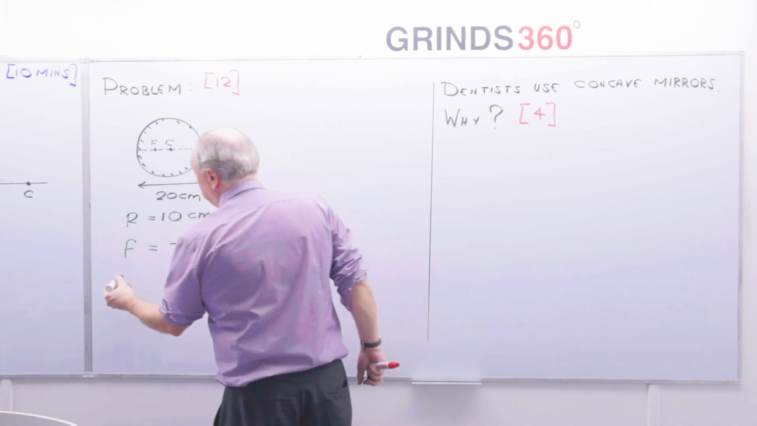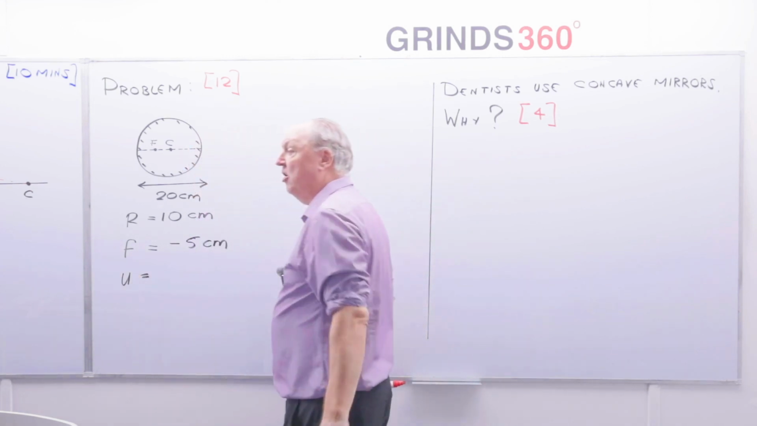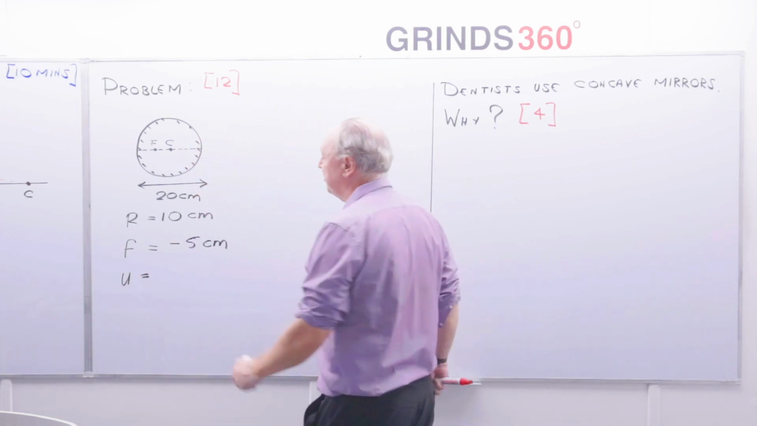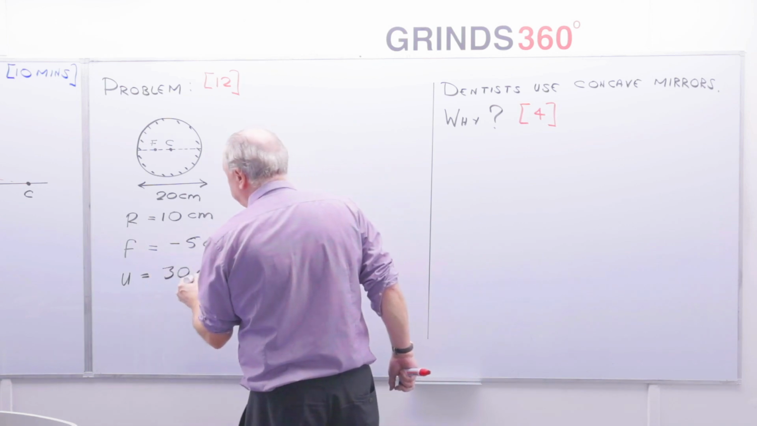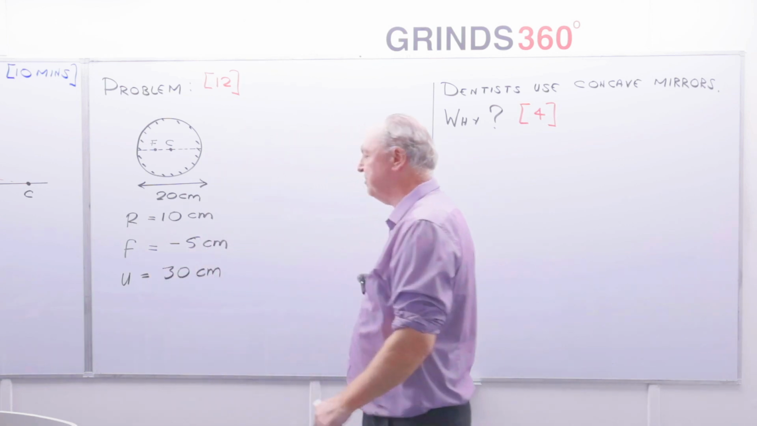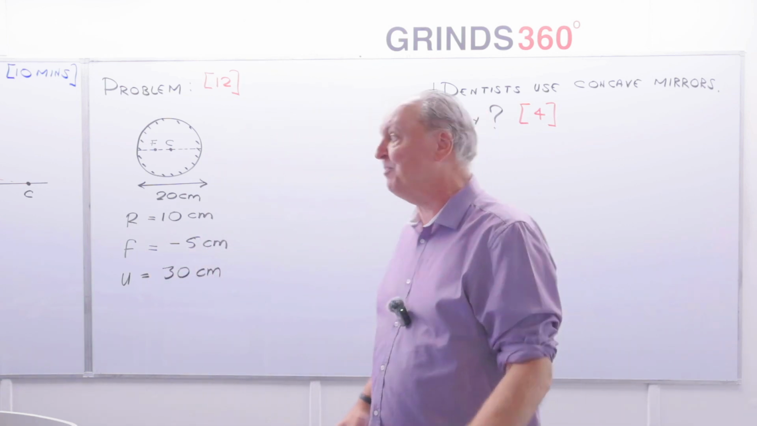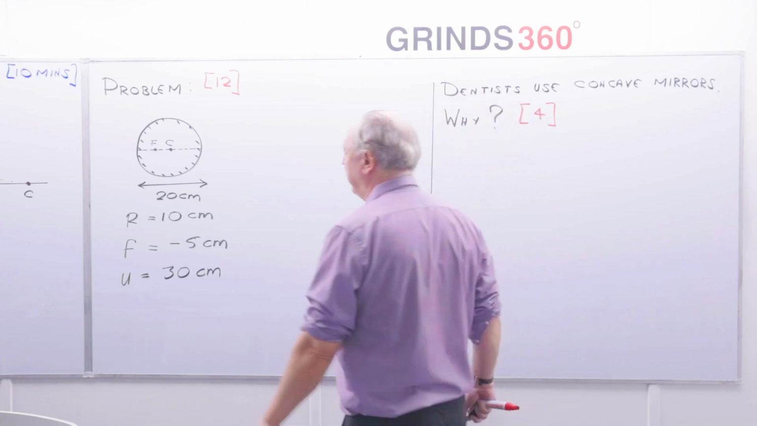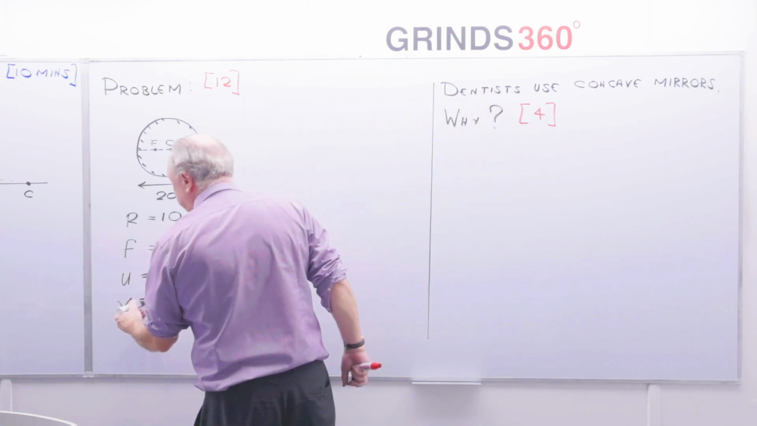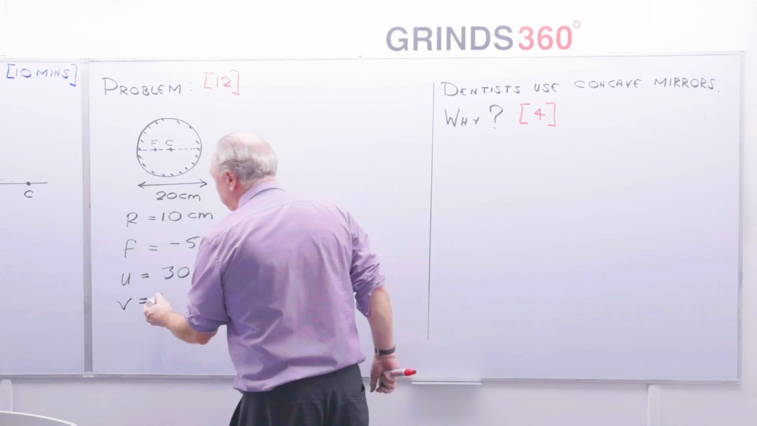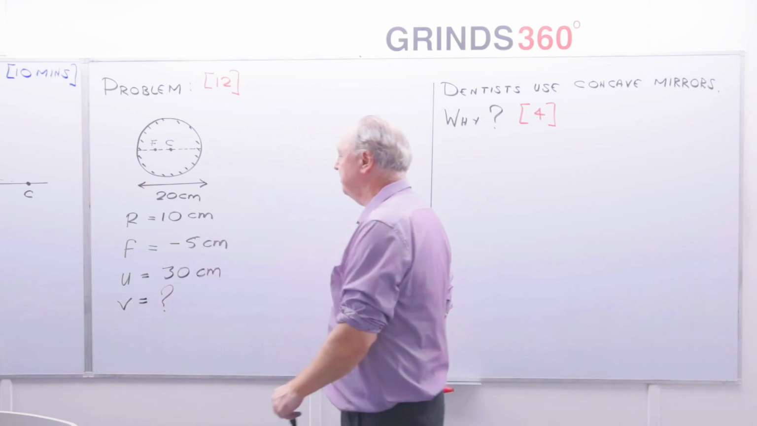She's standing. Her face is 30 centimeters from that decoration or from that convex mirror. U is always positive, so it's plus 30. And we want to find what her image distance is. Find the position of the image of her face.